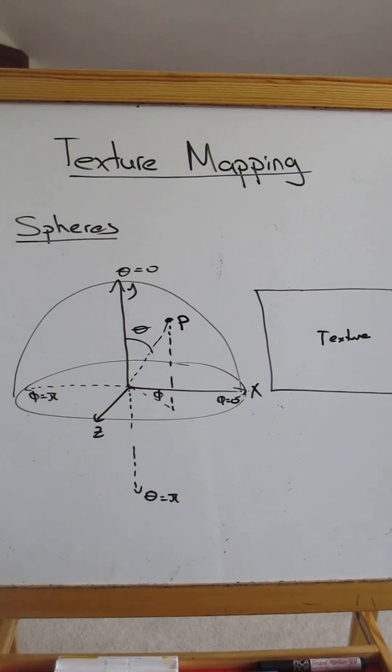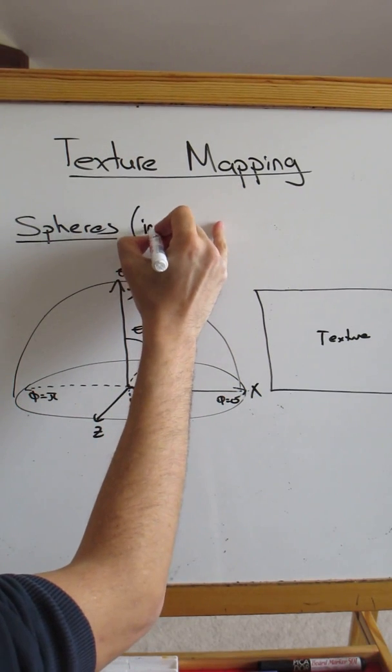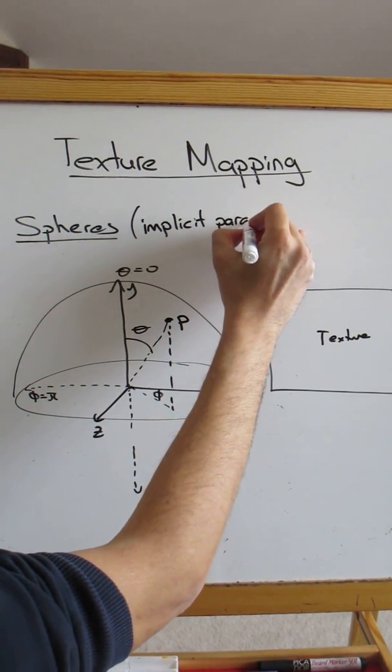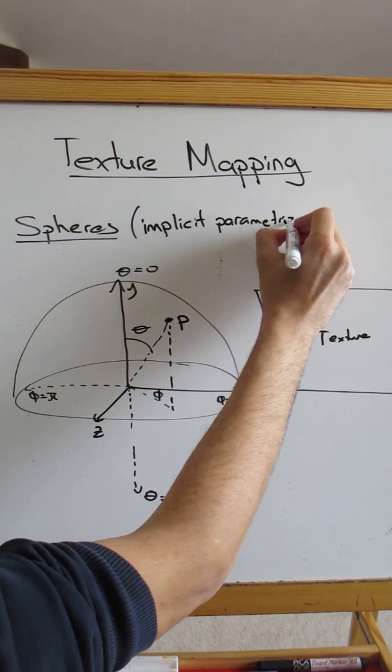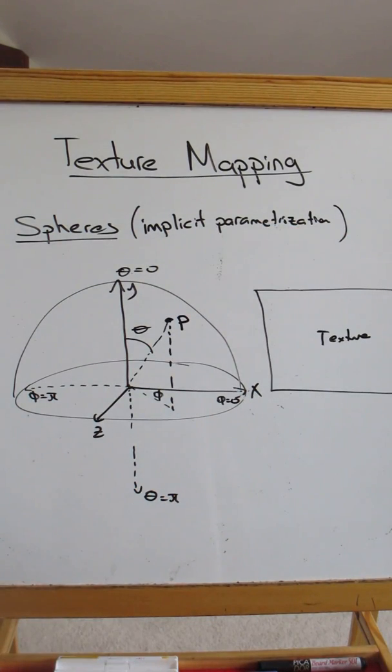Now, let's learn about how to map textures on spheres. One important difference of a sphere from a triangle is that for spheres we use an implicit parametrization. Remember, in triangles, we were using an explicit parametrization.